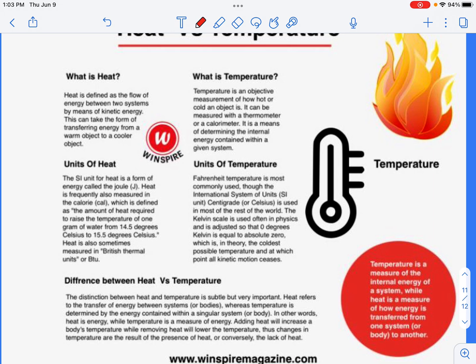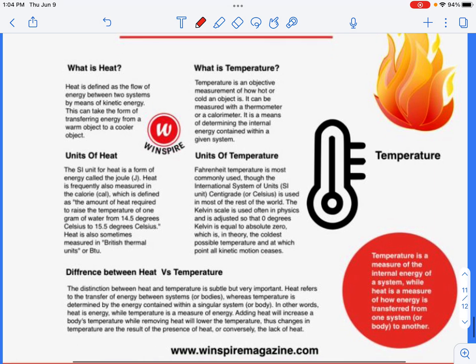I do want you to know that heat is a type of energy, and it's actually the flow of energy by kinetic energy between two things. So from the thing that has a higher amount of energy to a lower amount of energy, so from the higher temperature to the lower temperature. Temperature is like a measurement of that kinetic energy. It's like a proportionality to kinetic energy. And so temperature is the measurement of the internal energy, and heat is the measurement of how it's transferred from one to another.